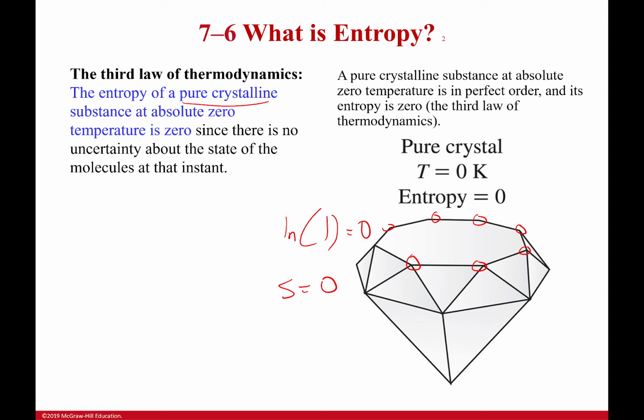And so this is important because we do need a reference for entropy. We need a place where we can say, okay, where's absolute 0 for entropy? And it's for a pure crystalline substance at absolute 0 temperature. That helps us out. We'll use it a lot.